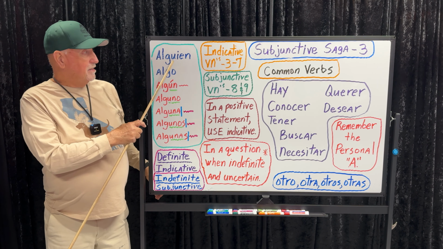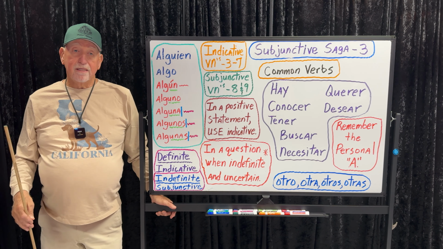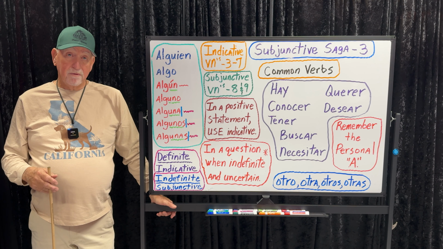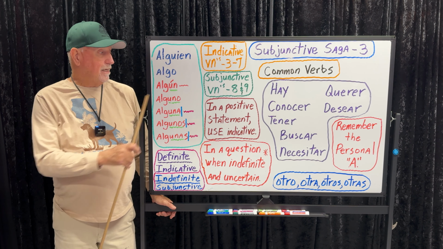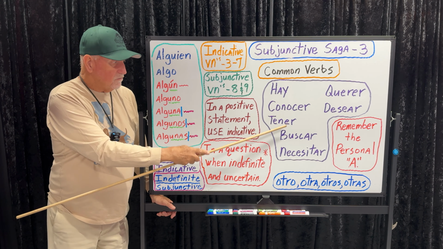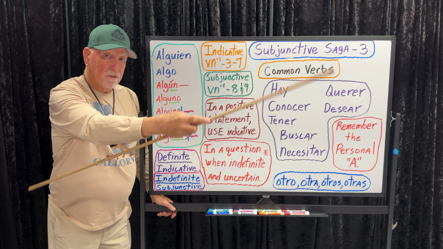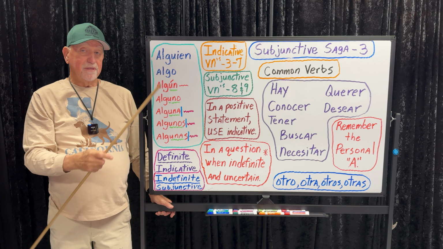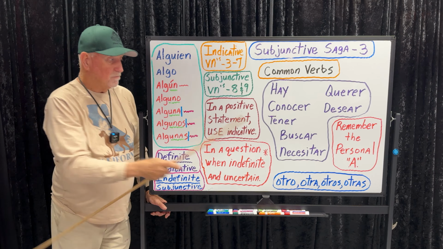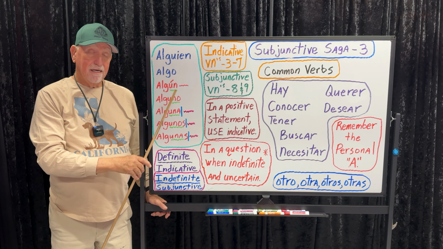Let's go here, alguien. Do you know anyone that can solve the problem? Conoces, I got to use a personal a. We don't use a personal a with hay, but with all these other verbs, we're going to use a personal a when we use them and then introduce a person. So, do you know anyone would be conoces a, the personal a, conoces a alguien que can solve.